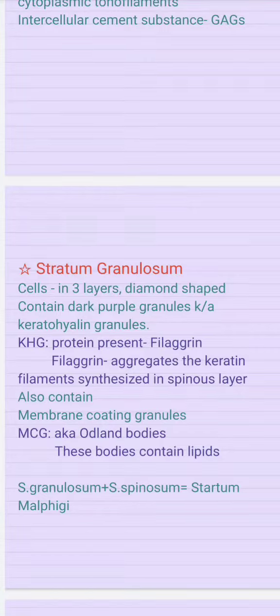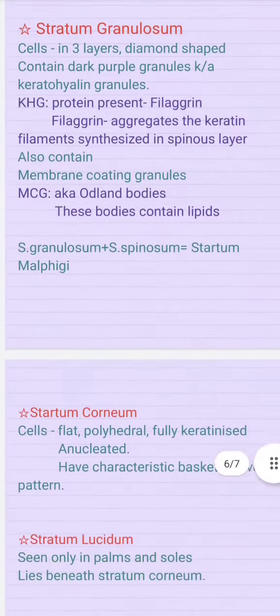Filaggrin aggregates the keratin filaments, which are synthesized in the spinous layer, and they also contain another type of granules called the membrane coating granules, also known as the Odland bodies. These bodies contain lipids, which form an important constituent of the permeability barrier of stratum corneum. One other thing we have to remember here is that the nucleus starts to disappear at about the upper layers of stratum spinosum or the lower layers of stratum granulosum. Stratum granulosum along with stratum spinosum is also called the stratum Malpighi or the Malpighian layer.